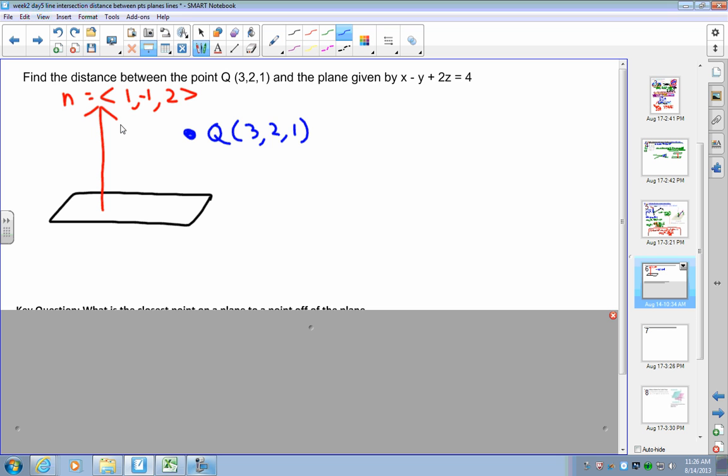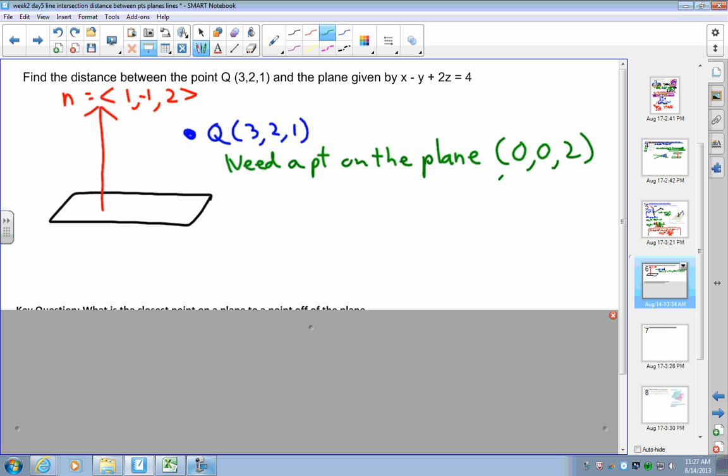Now notice on that last page, I kept telling you I needed a PQ. So the whole thing here is I need a point on the plane. Any point will work. It does not matter at all what point you put, as long as it's on the plane. So in looking at this, I might use the point 0, 0, 2. What did I do? I found the z-intercept by hiding the x and y. So I had 2z equals 4, so z equals 2.